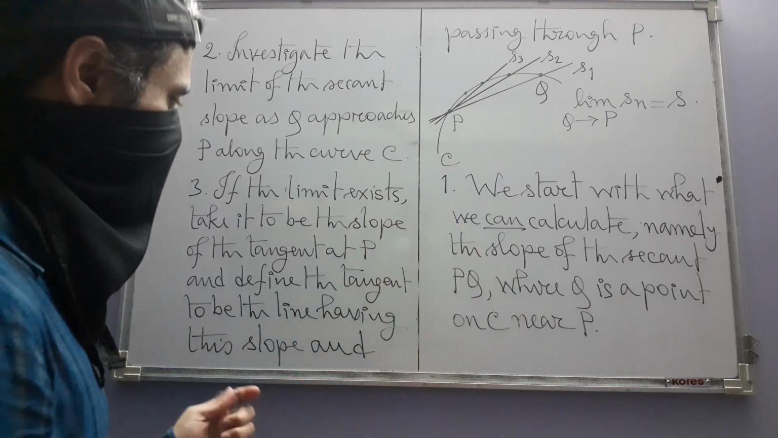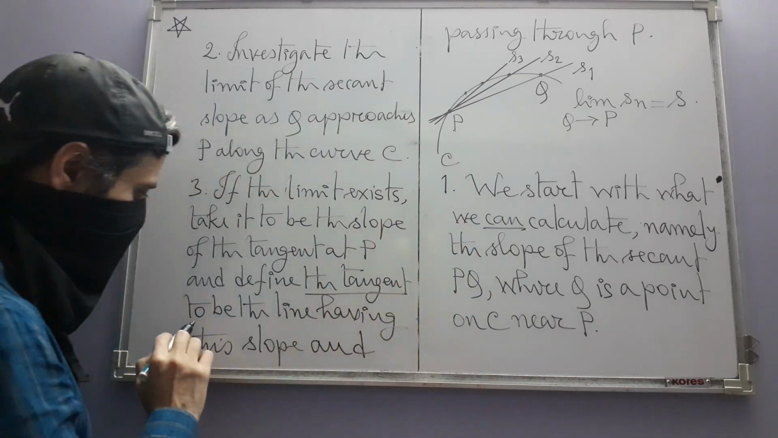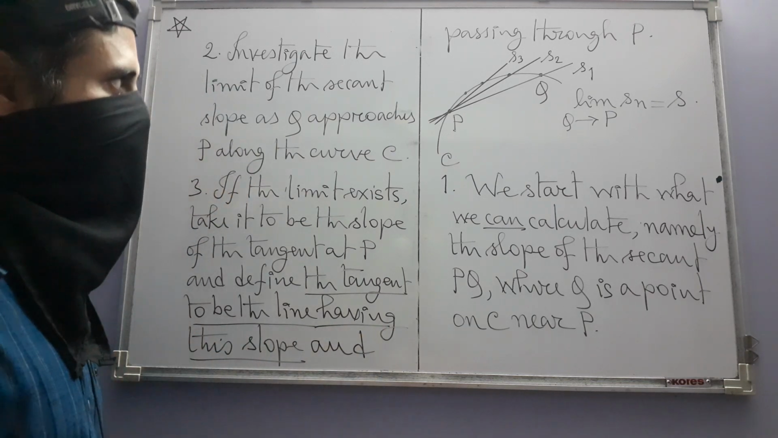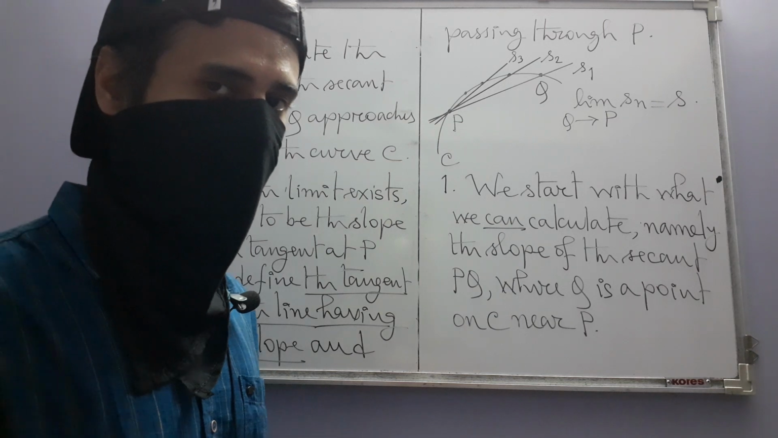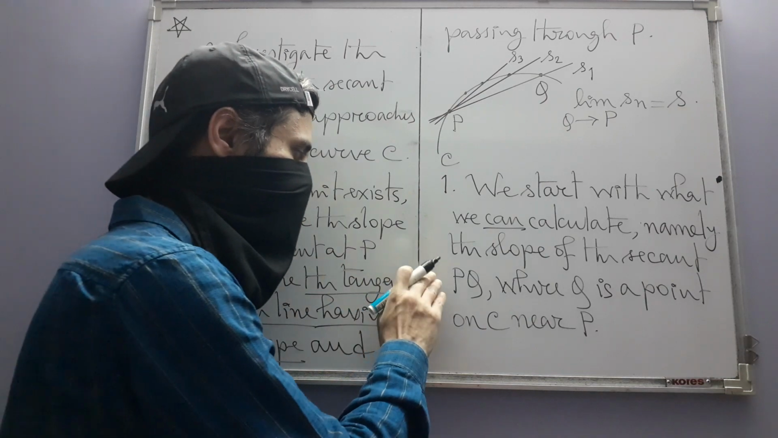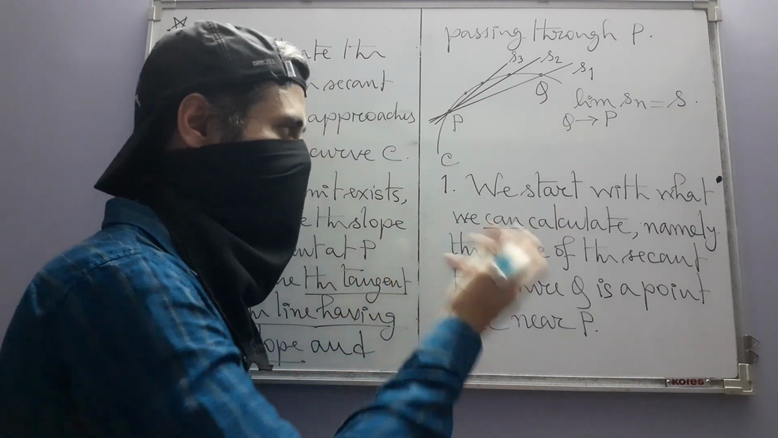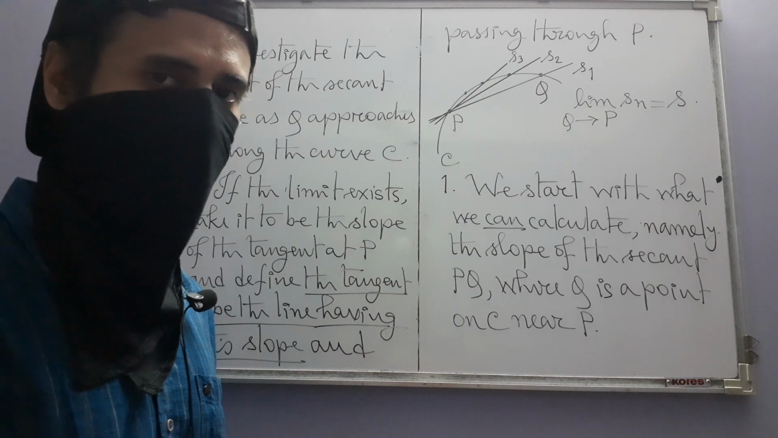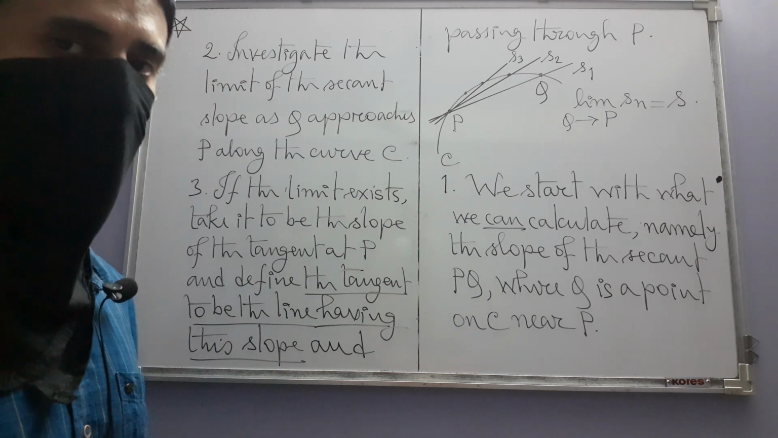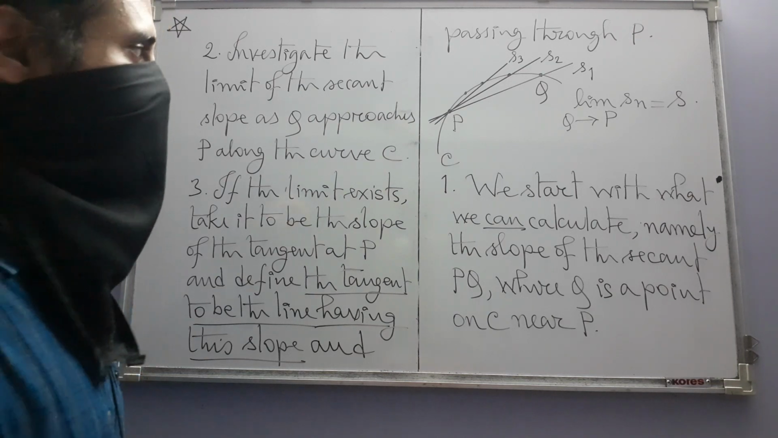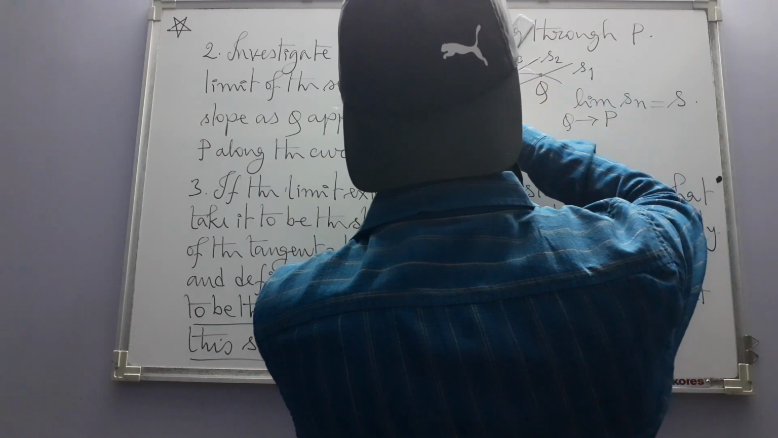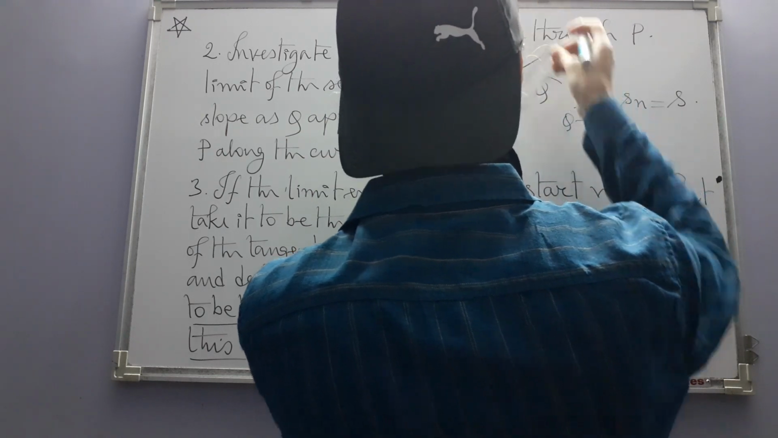In other words, we define the tangent to be that line which has this slope s and it passes through P, and we already know from our study about straight lines that when we are given the slope of a line and a point through which the line passes, that's enough to determine the line completely. And that will be the tangent. By definition, that will be the tangent to the curve at P with that slope and of course passing through P.